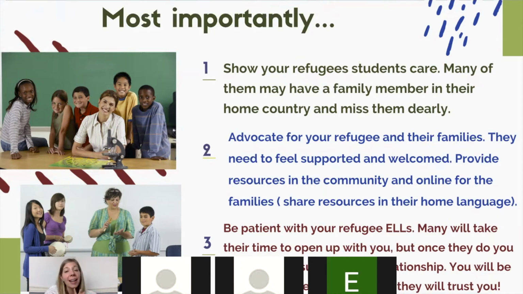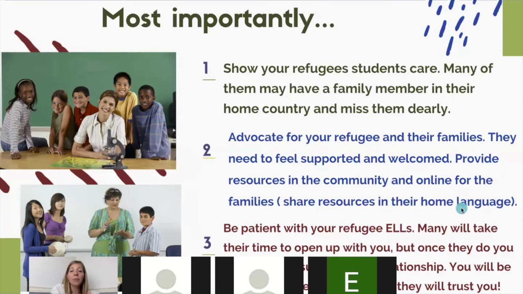We also need to advocate for our refugees and their families. Okay, they need to feel supported and welcome, not just from you, but from the whole school. So if you see that there is a large population in your school represented, have your school learn more about that population. Have them learn how they can relate to that culture, what that culture sees as welcoming, not just what we see as welcoming. So take some time to study that culture and see how you can really connect.